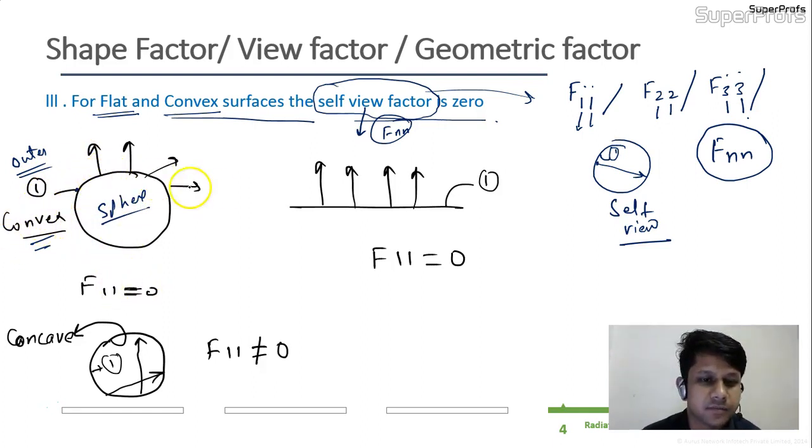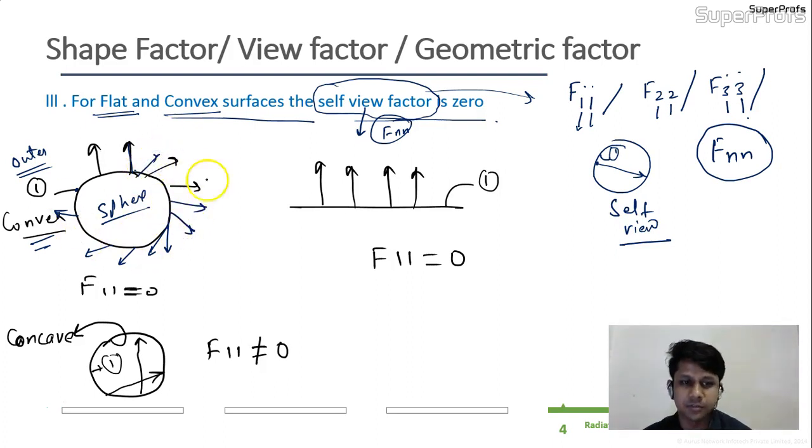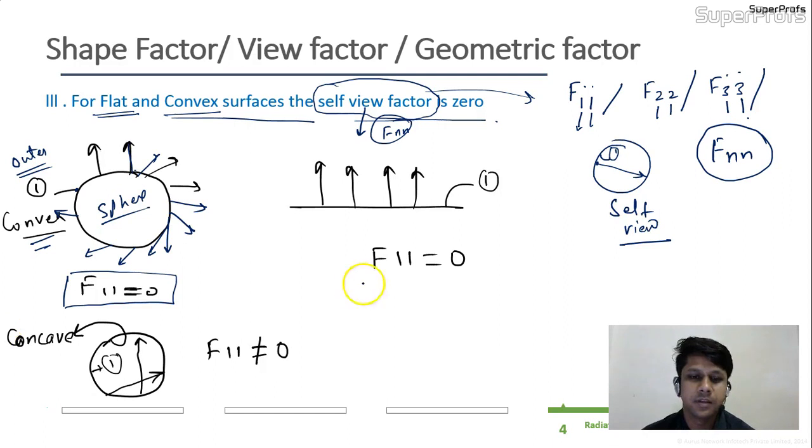For this convex surface, let us say some radiation is leaving the surface. In whatever direction it leaves, it will not strike back this surface. It cannot strike back to this surface. So F11 will be equal to 0. Similarly, for a flat or plane surface, in whatever direction the radiation leaves, it cannot strike back to surface number 1, unless it is reflected from another surface. So F11 is equal to 0 here also.